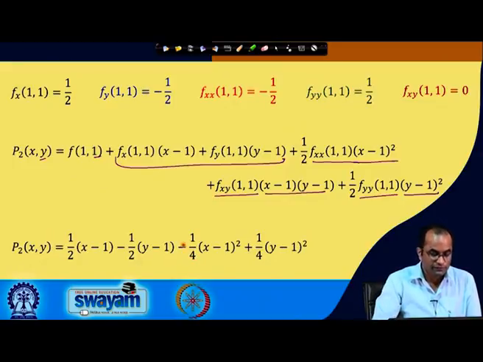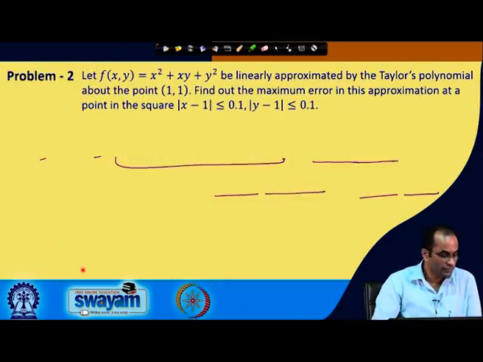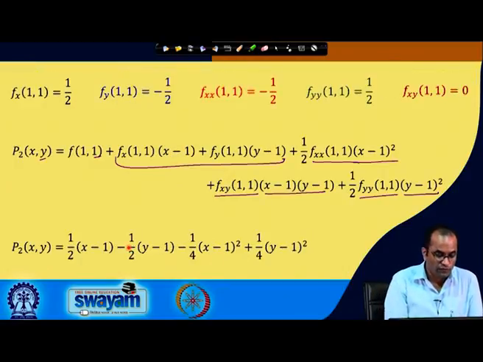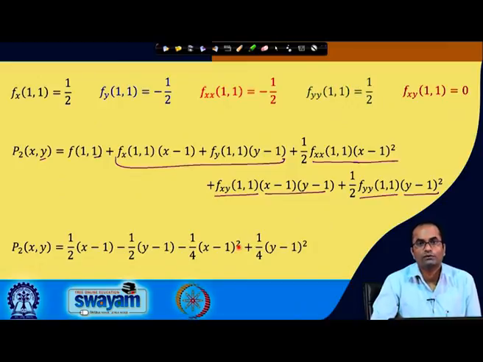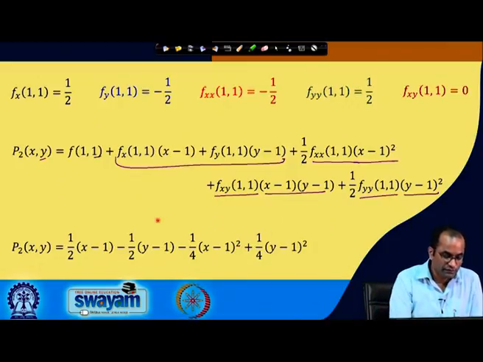The accuracy of this polynomial will depend on how far we are from the point (1, 1). If we are in a very close neighborhood of (1, 1), this will give us a very good approximation of the function.